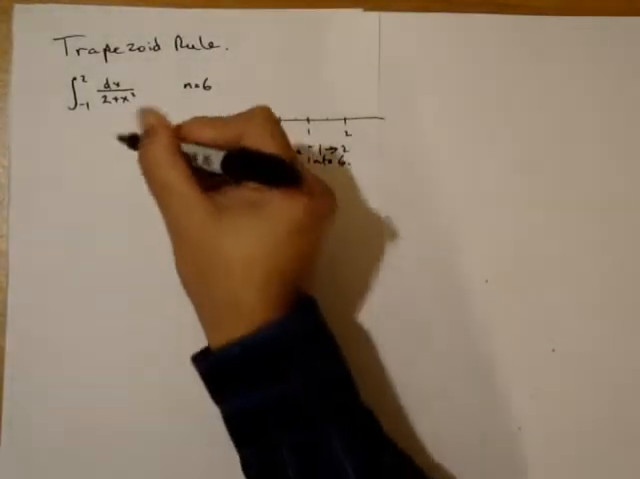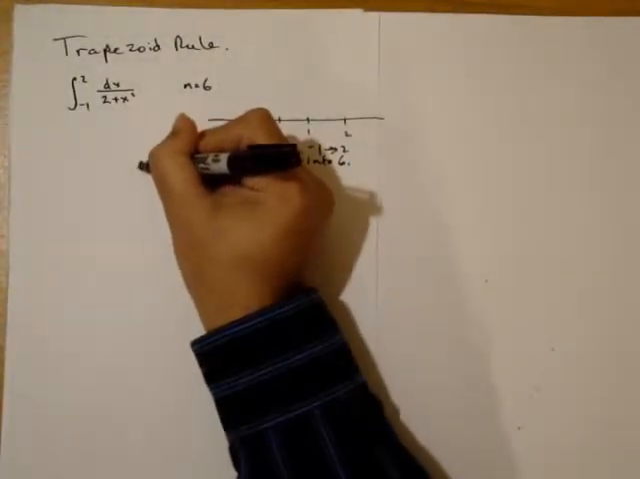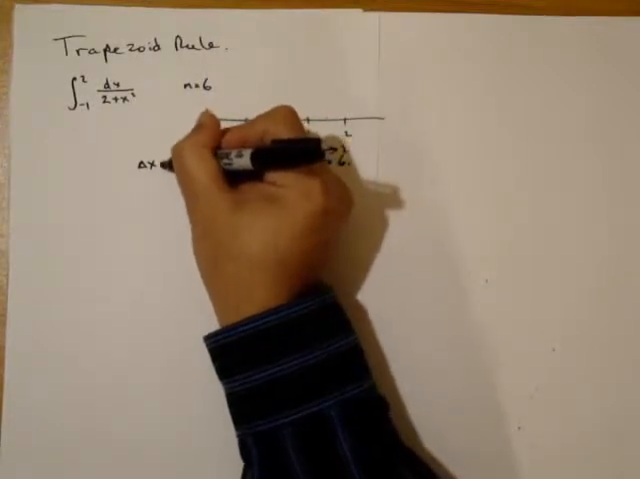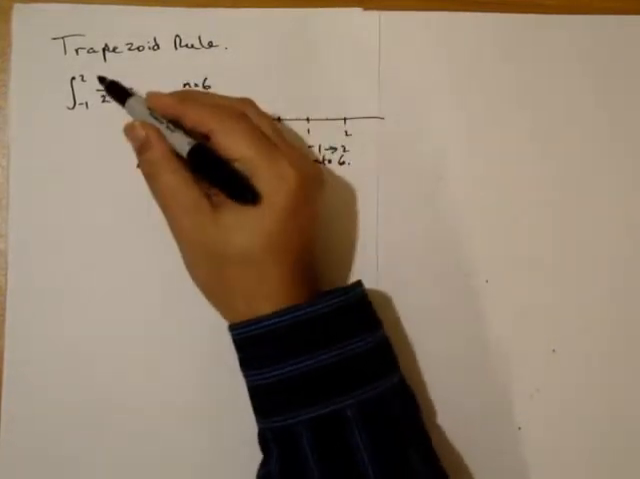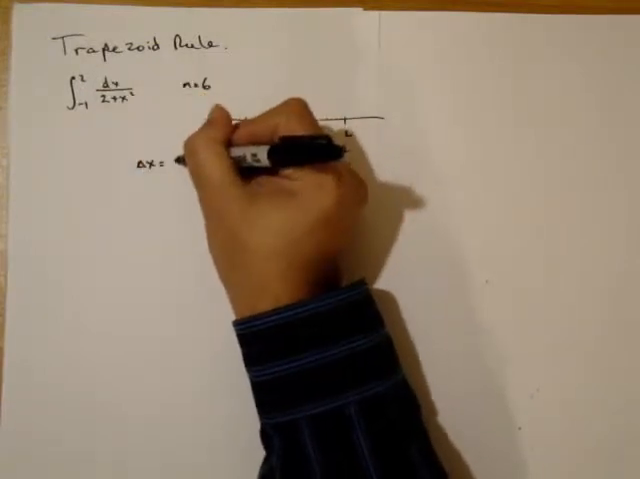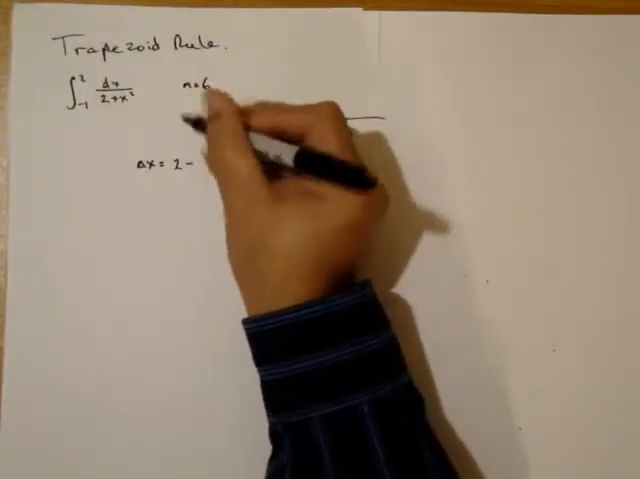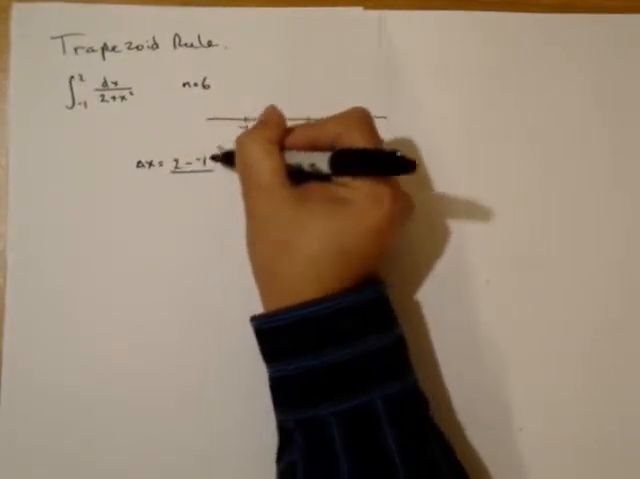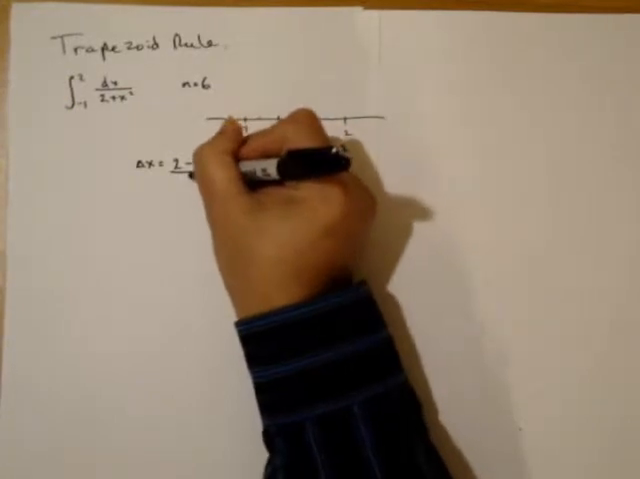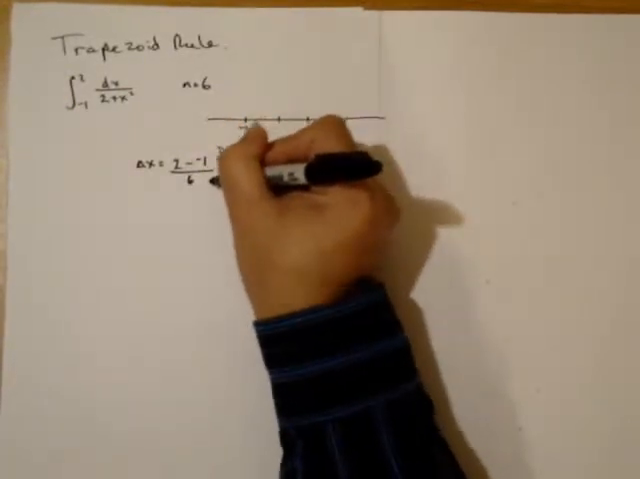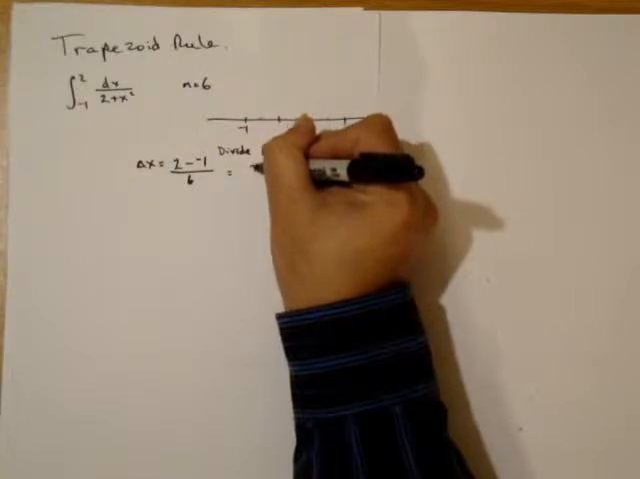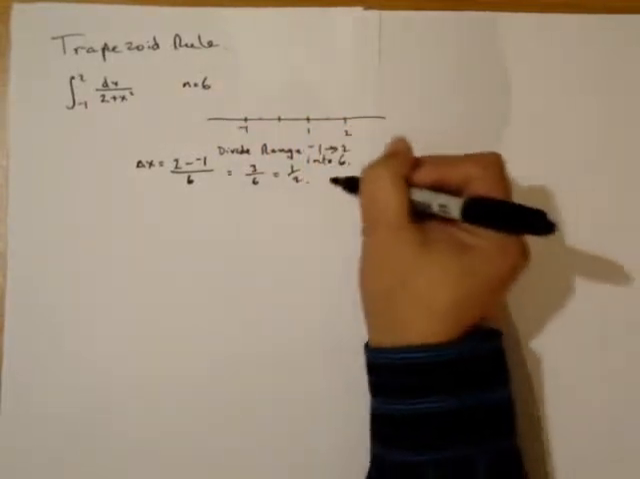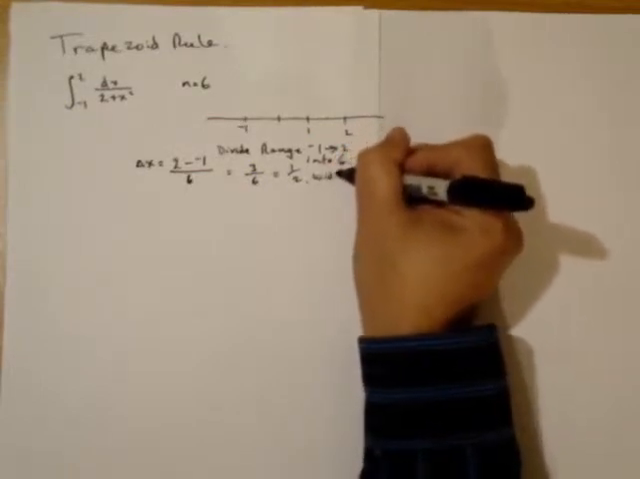Now the width of each strip, like I said, can be called h or delta x. We call it delta x in this case, given by 2, which is b, minus a, which is -1, all over n, which is the number of strips, which is 6. So this equals 3 over 6, which is a half. So that's the width of the strips.